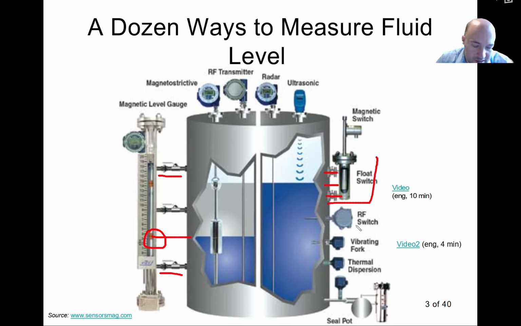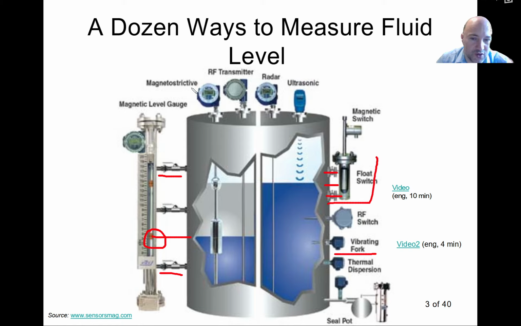You can see similar point level sensors here on the right side. We'll be talking only about the vibrating fork today, and you can see that it's possible to measure it in many other ways, so I've just selected the one. And on top of the tank we can see the continuous sensors. We can see the ultrasound, we can see the radar, and then two other principles.